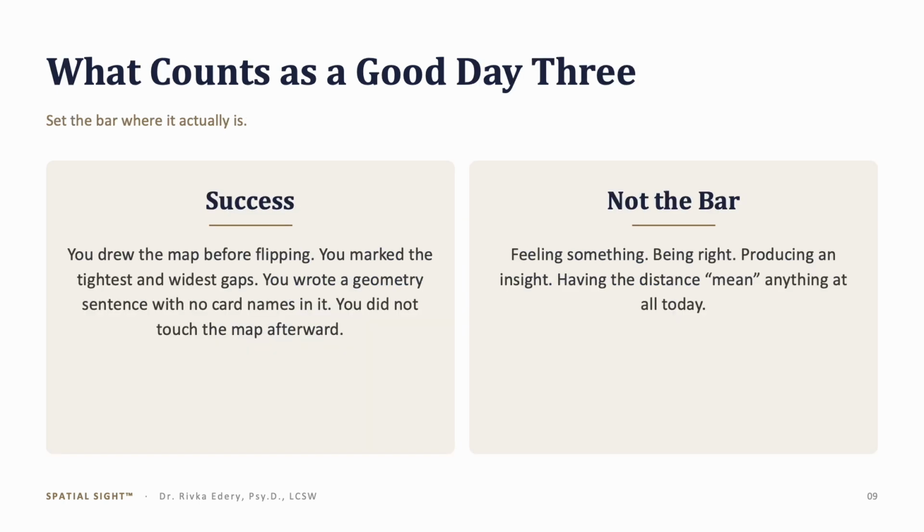Let me set the bar for today accurately, because if you set it in the wrong place, you will judge a good session as a failure. Here's what a successful day 3 looks like. You drew the map before flipping. You marked the tightest gap and the widest gap. You wrote a geometry sentence with no card names in it, and you did not touch the map after the first card came over. That is it. That is the whole standard. If you did those 4 things, today was a complete success and you should log it as 1.